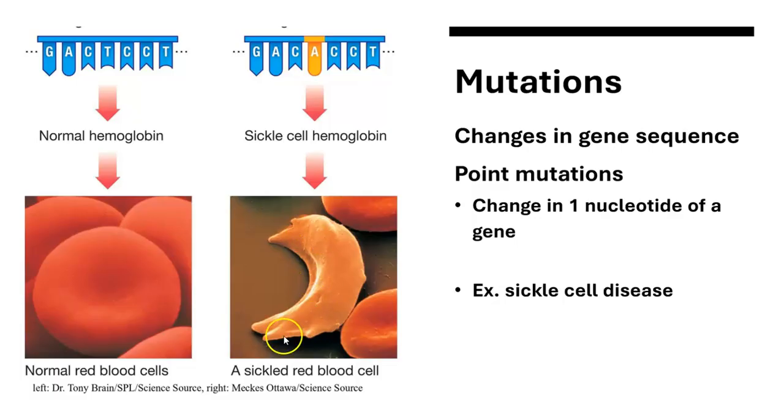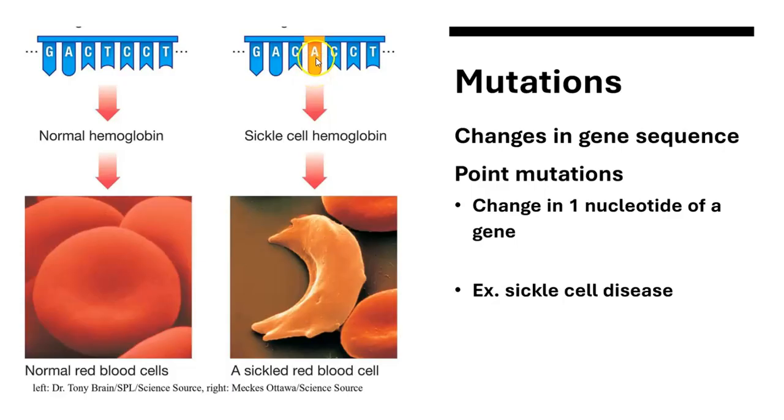So the sickle cell red blood cell obviously has a very different shape than our other red blood cell on the left-hand side. The normal hemoglobin sequence, which this is just showing a small segment of it, has GAC-TCCT. The sickle cell hemoglobin sequence, once again, just a portion of it, has GAC-ACCT. So the T has been changed to an A. This is a mistake. This is a mutation that has occurred. It's a point mutation because it's just in one base. So it's a change in just one base that has occurred.